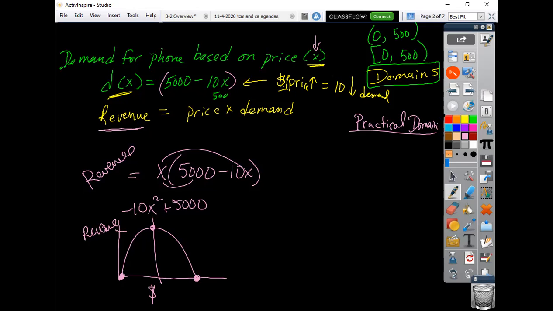And then remember this practical domain over here. Some of that's arbitrary, some of it is found by looking at the problem. So this would be like my 500 here, when I no longer have any demand, this is my 0. But again, somebody else might say, no, we're not going to go that far. We're going to at least make this amount of money here and here and use those 2 points.